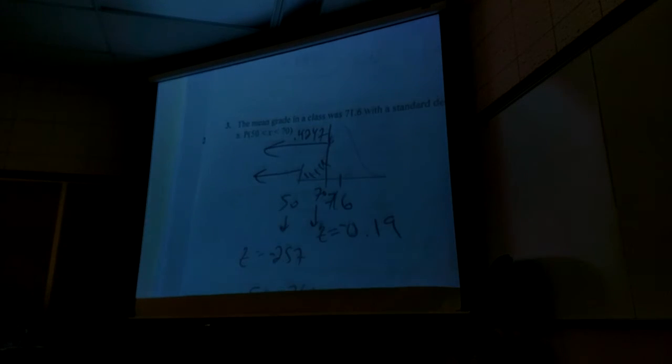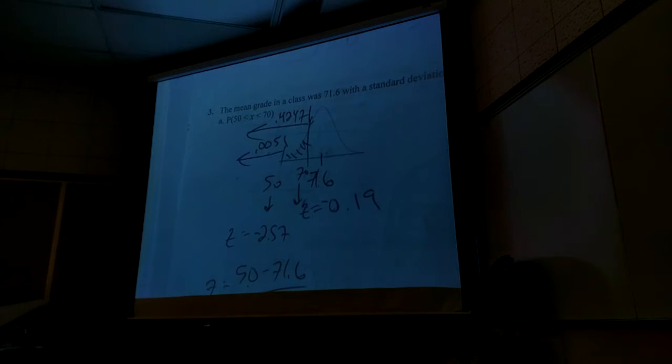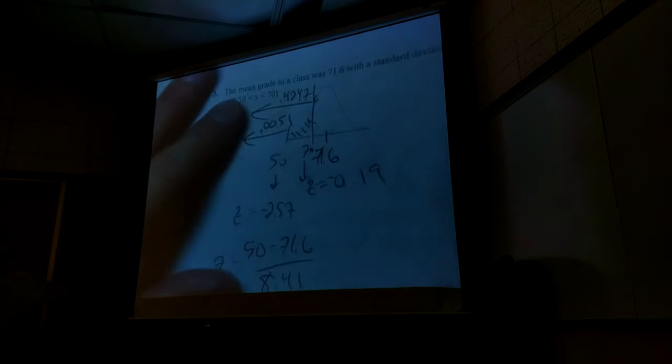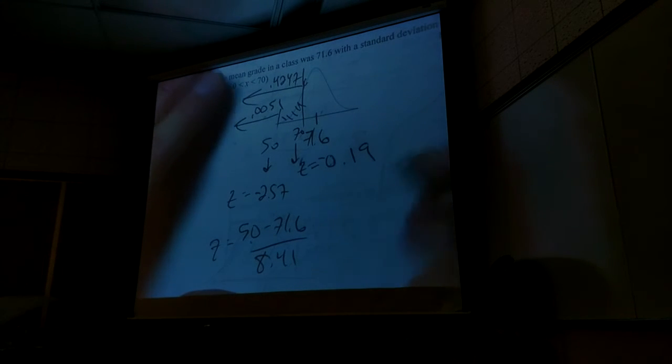Okay. So when I look up negative 0.19, I get an area of 0.4247. When I look up negative 2.57, 0.0051. And then you just subtract those to get the area in the middle. So you'll get, I don't know, what do you get? 0.4196.